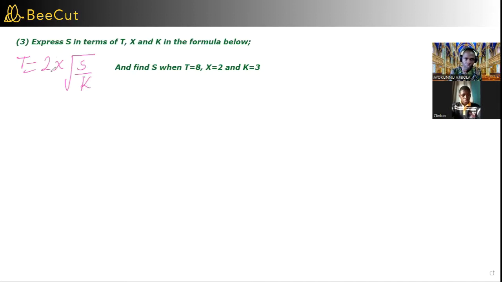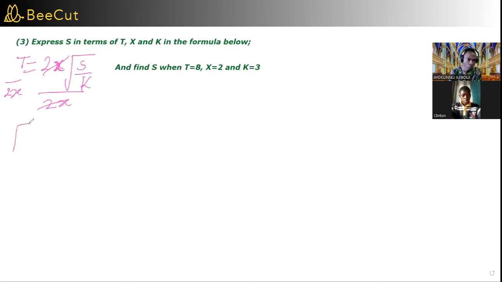Firstly, remove the 2x. How do I remove the 2x? The 2x is related to the s inside the root by multiplication. The multiplication does not mean this x we are seeing here; this x is just an alphabet, but it could have been 2b. Whatever is outside is multiplying the root. So I'm going to divide both sides by that 2x. So 2x cancels 2x.